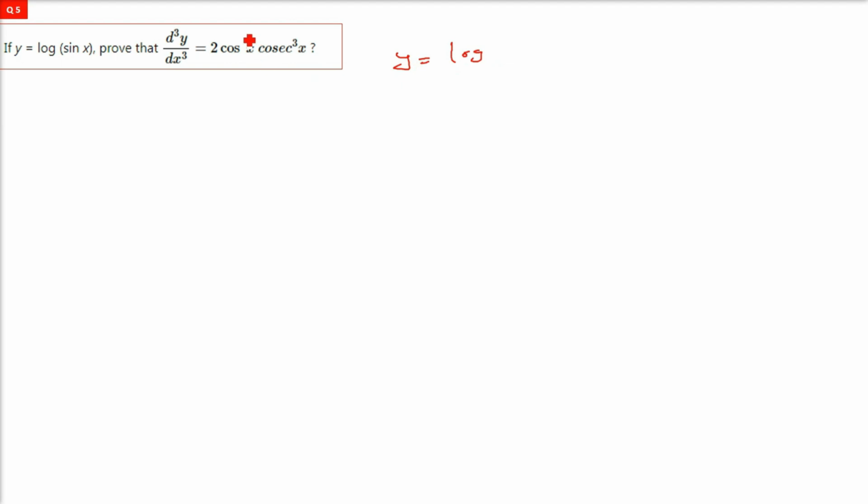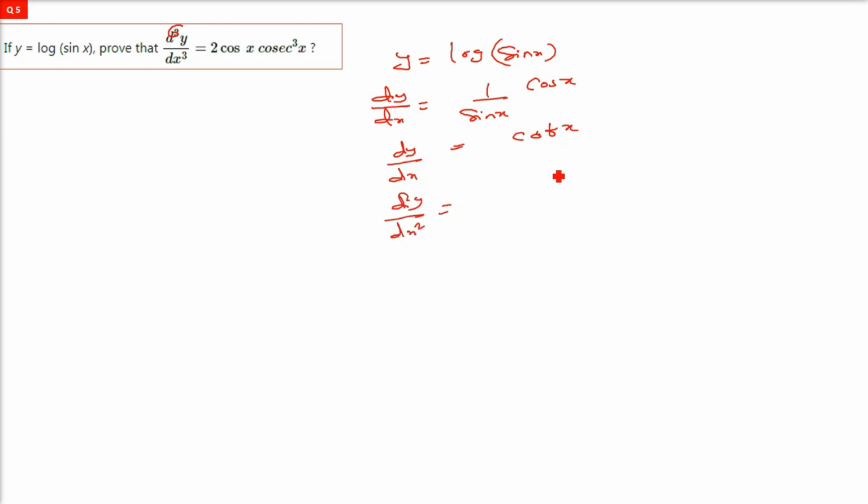So we have y is equal to log sin x, so 3 times we are going to differentiate it. So dy by dx will be equal to, log of anything will be 1 by that thing, so 1 by sin x. So sin x will be cos x. Cos x by sin x is nothing but cot x. So dy by dx is this. Now let us differentiate it again. d2y by dx2, cot x is minus cosec square x. This is d2y by dx2.